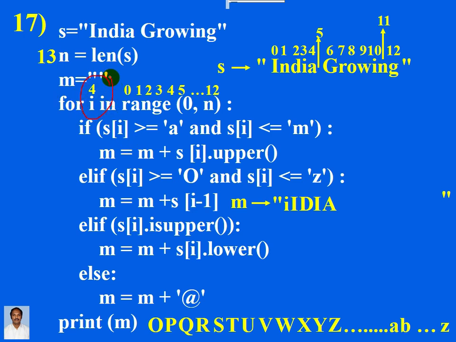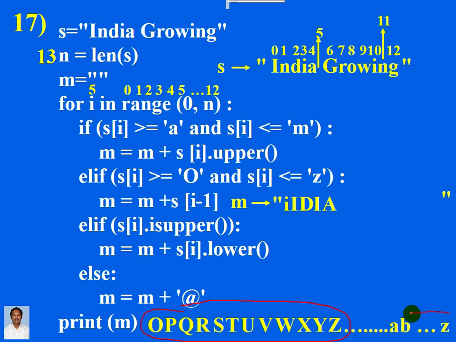I takes the next integer in the range, 5. What is S of 5? Space. Space character. Is it between small a and small m? Wrong. Because between small a and small m only alphabets appear. Space cannot appear there. So control comes to else part. Space. Is it between capital O and capital Z? These are the characters between capital O and small z. Space. Anyway, it is not here.